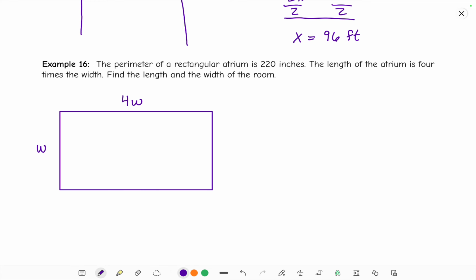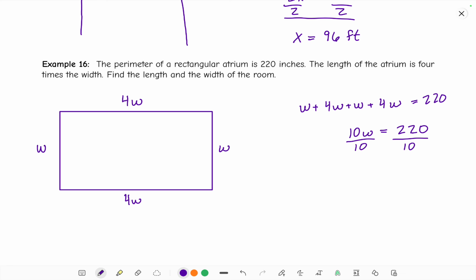And since I'm looking for the perimeter of this rectangle, I need to know all 4 sides, not just 2 of them. Well, these 2 sides are the same, so that must be W. And the other 2 sides are also the same, so this must be 4W. So then the perimeter of this drawing is W plus 4W plus W plus 4W, and that must equal 220. Combining like terms, we get 10W equals 220. We divide by 10. We get W equals 22.